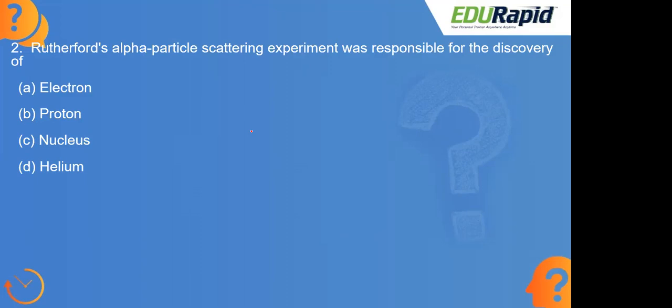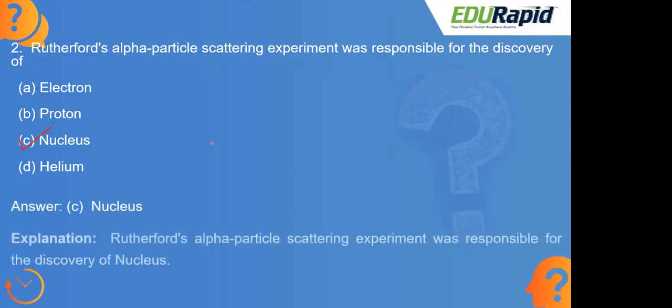Okay, let us know the answer now. Here, the right answer is nucleus. So we have discussed this in the previous class. The discovery of the nucleus was done by the Rutherford alpha particle scattering experiment. He had used gold foil in this experiment. He allowed all the rays to pass through it.